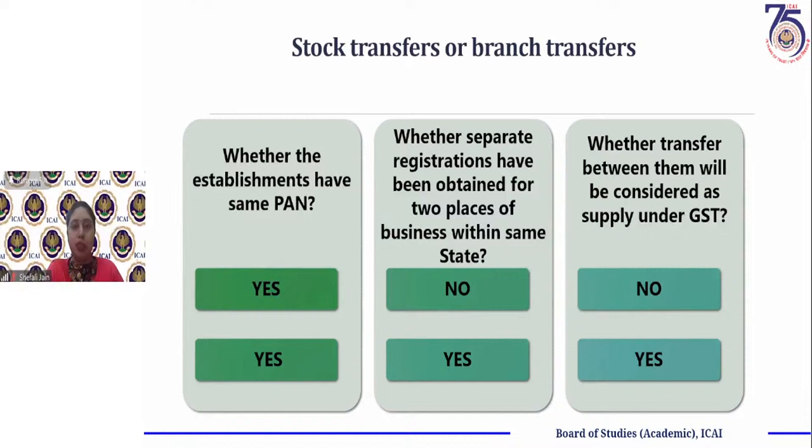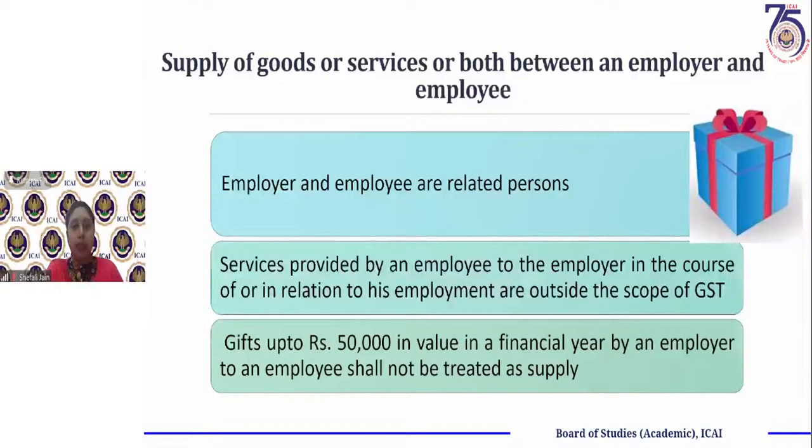One more related person is covered in this particular para 2. There is an exception, which says that any gifts given by an employer to an employee, up to a value of 50,000, are not considered as supply. This is an exception to this rule. Employer and employee are related, as we saw in the definition of related person. So if any gift has been given by the employer to the employee up to a value of 50,000 per employee per financial year, then that will not be considered as supply.